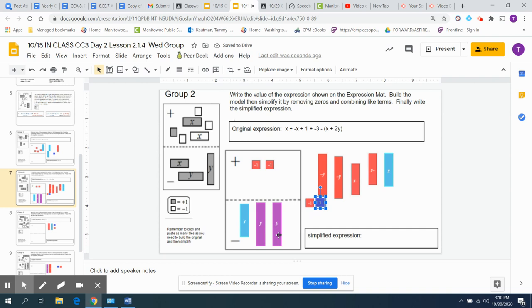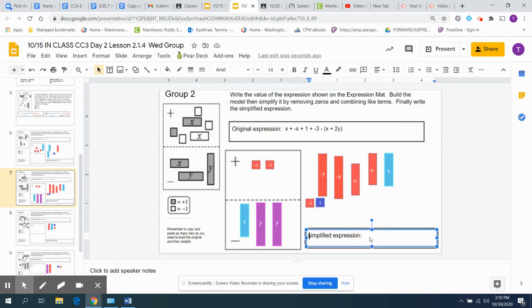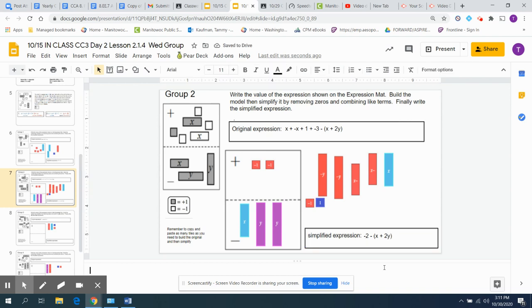Now I could leave these down here and write them. I'm just going to leave them. So I can simplify because there's no more zero pairs. So I have negative 2 on the top. And then I'm going to put minus parentheses x plus 2y. And that's simplified. You could also write that as negative 2 plus negative x plus negative 2y.